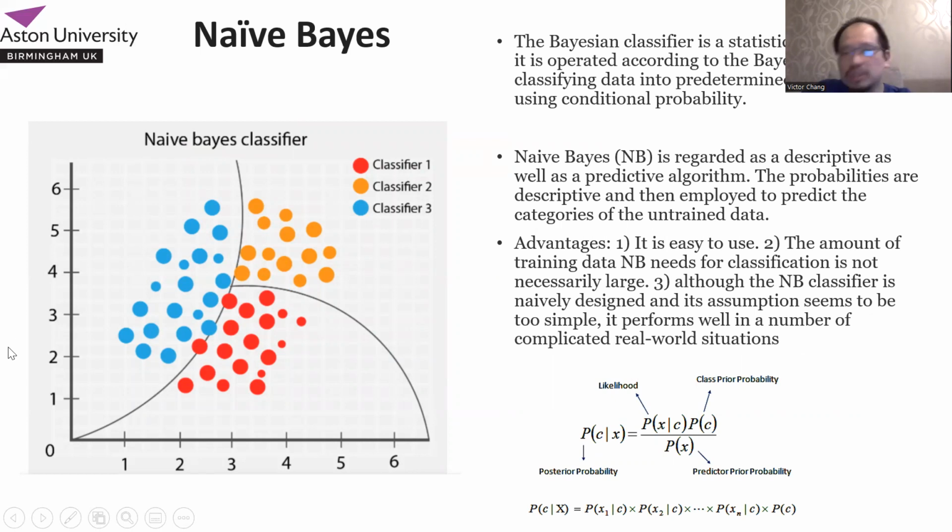And naive Bayes: the Bayesian classifier is a statistical classifier and operates based on Bayes' theorem, classifying data into predetermined categories using conditional probability. As you can see, in this case you will get 3 classes identified by different colors. Naive Bayes is regarded as both a descriptive and a predictive algorithm. The probabilities are descriptive and then employed to predict the categories of untrained data. The advantages include, first, it's easy to use. Second, the amount of training data needed for classification is not necessarily large. Third, although the classifier is naively designed and the assumptions seem too simple, you can perform well in a number of ways, as long as you fulfill the conditions.